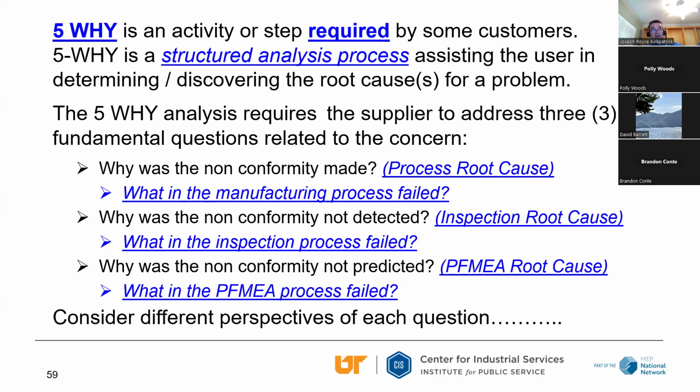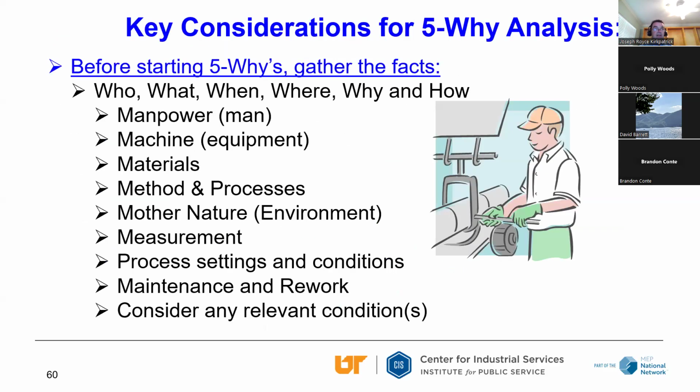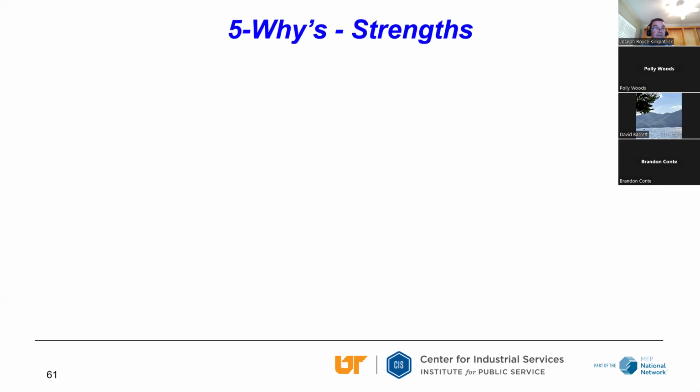Here's an example of a 5 why. Well, a 5 why is an activity required by some automotive customers, and I'm a proponent of doing 5 whys, but they are sometimes painful and difficult to do. But usually there's 3 legs, and the 3 legs are typically why it was made, why it was not detected, and why it was not predicted. But before doing a 5 why, it's best to get your data or your information together, and you could do that with that Ishikawa diagram.